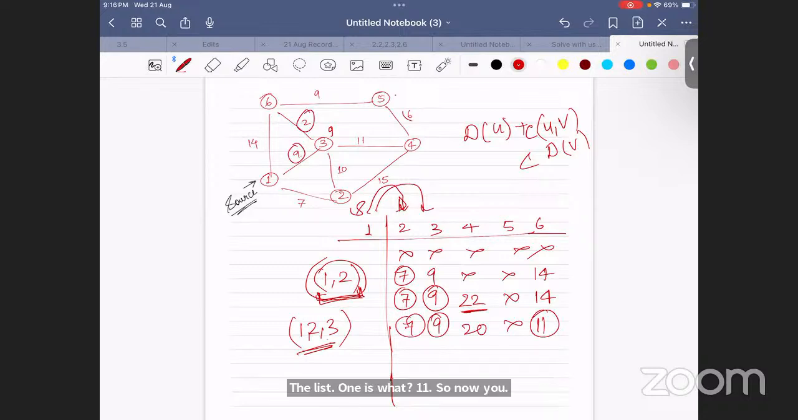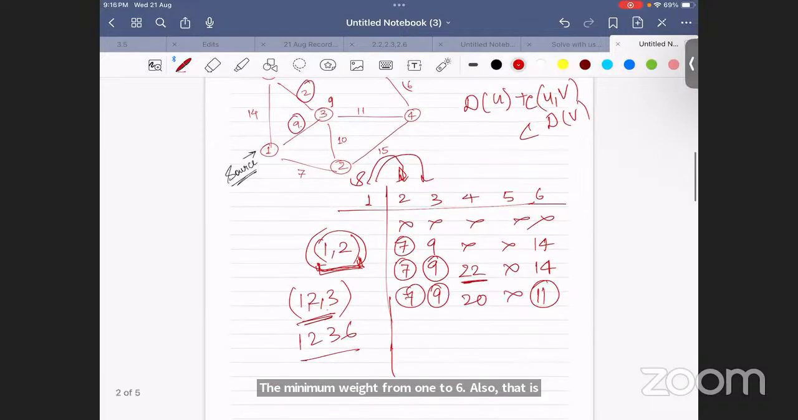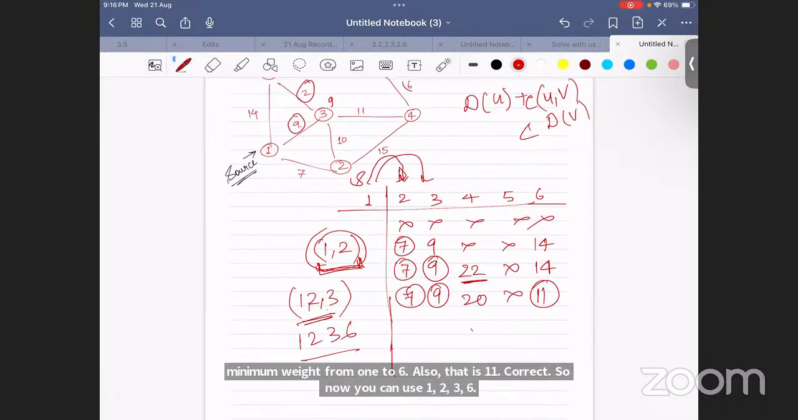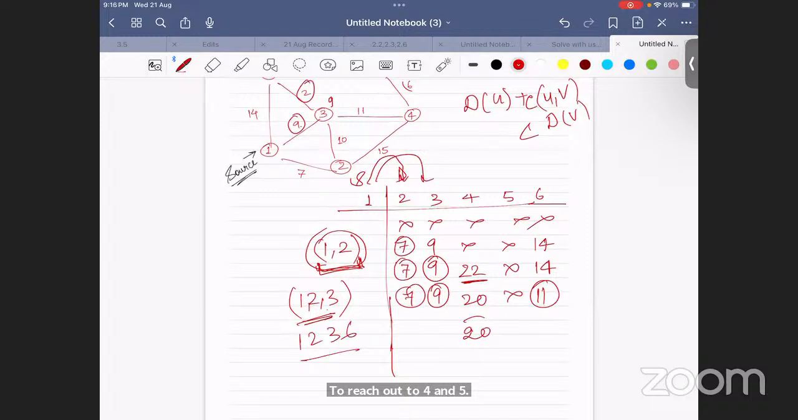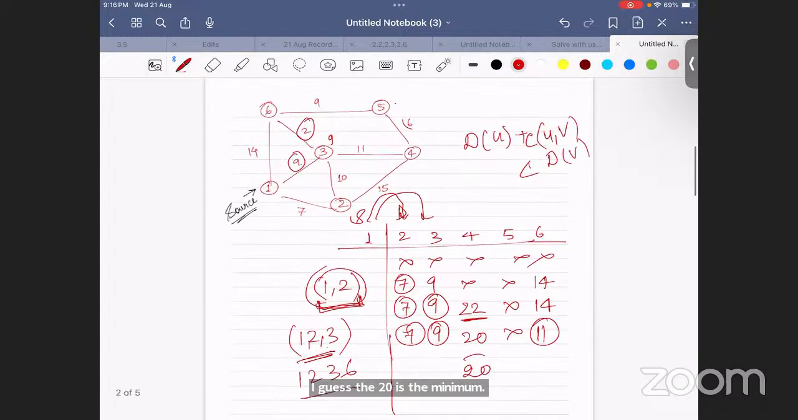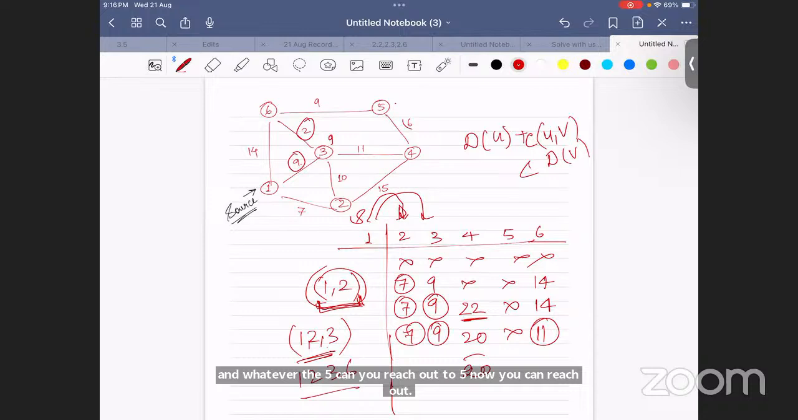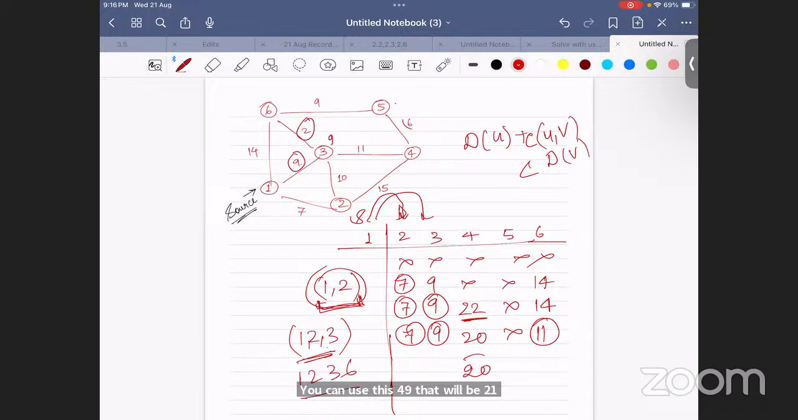That is 11, correct? So now you can use 1, 2, 3, 6 to reach 4 and 5. I guess 20 is the minimum for this case. Even though you are using 1, 2, 3, 6, the 20 will be the minimum. Now can you reach 5? You can use this 14, 9, that will be 21. Can you reach 5 in a better way than 21?